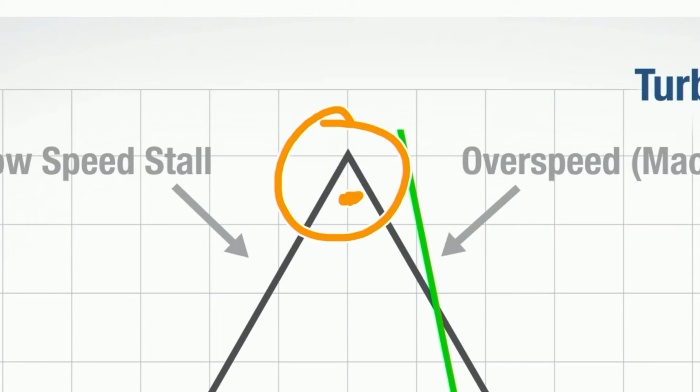So essentially, you may be flying in a window where you only have a few knots either side of your current cruise speed. And if you slow down more than a couple knots, the aircraft stalls. If you speed up more than a couple knots, you end up with supersonic flow and the aircraft experiences a Mach buffet.